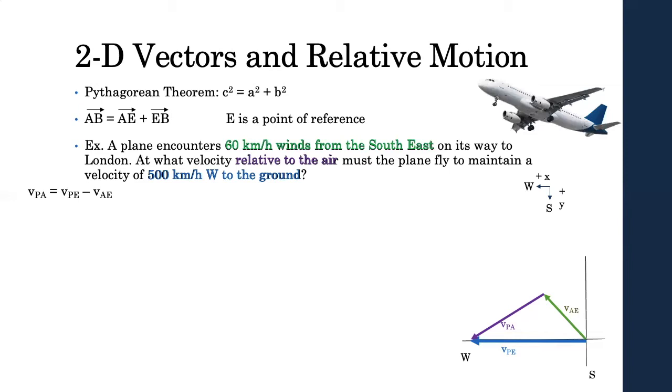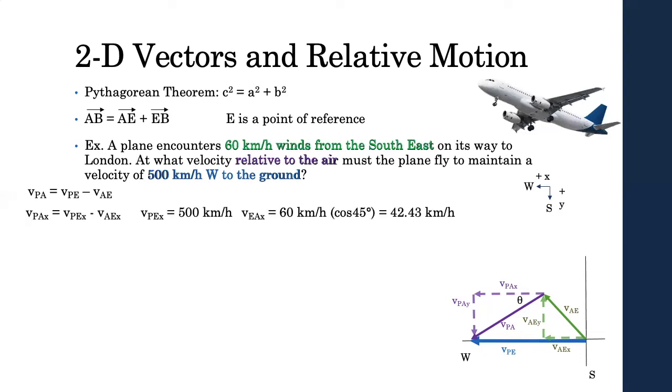So you've made it that far. What's your next step? And are we all familiar with how to find the x and y components of the vectors? Well, if it's true that VPA is equal to VPE minus VAE, you can say that for the x direction. We know that the velocity of the plane relative to the Earth, we want to be exclusively in the x direction, 500 kilometers an hour west relative to the ground.